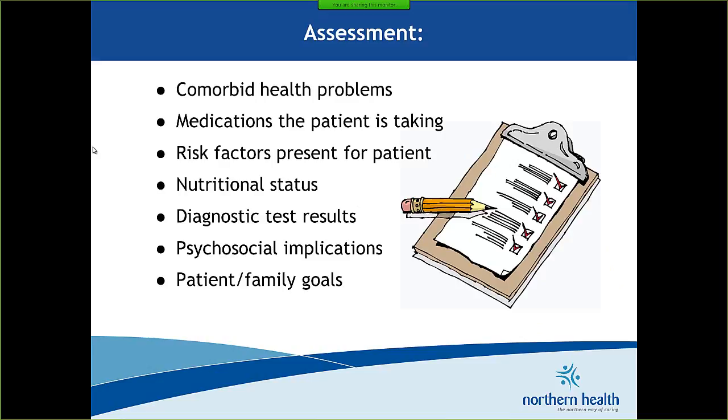So to get more into the comorbid health problems, we want to take note if the patient has diabetes or peripheral vascular disease, if they're immunosuppressed, have anemia, if there's tobacco use history or heart disease. We also need to do a complete med review, so medications the patient is taking. Are they on any coagulation therapies, NSAIDs, steroids, or chemotherapy?